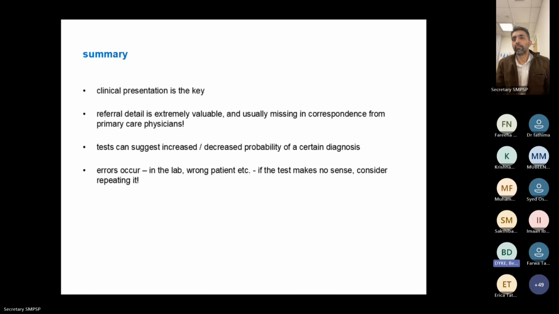Sometimes it's the right sample for the wrong patient, or the lab just loses it or does something wrong, and you get a very abnormal result. If the test doesn't make any sense, consider repeating it to see if it was the test and not you.